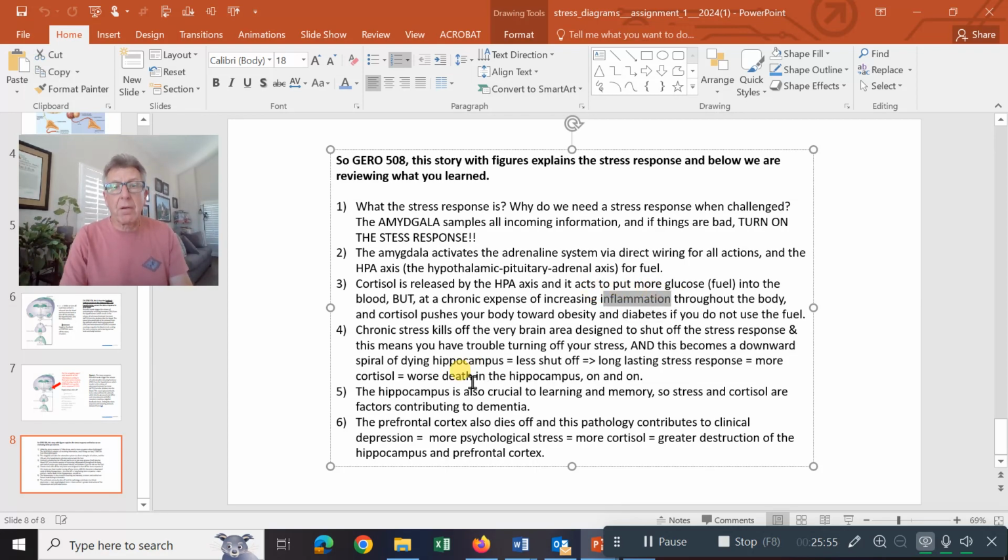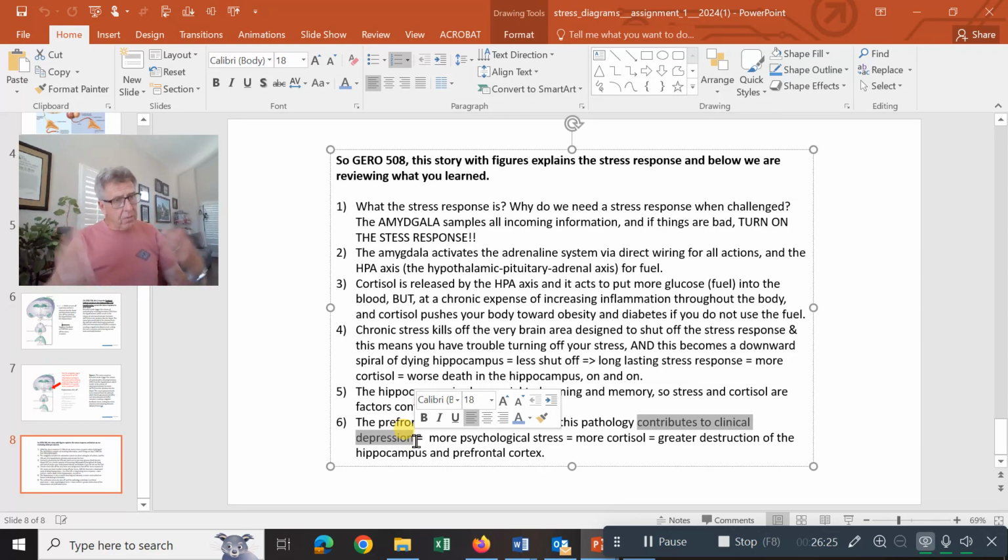They're all very related. Like I said, chronic stress is going to kill off the very brain areas designed to shut it off. It begins to shut off the hippocampus, and it begins to shut off the prefrontal cortex. It's crucial to learning and memory, so this is a contributing factor to dementia. Like I said, the decision maker begins to die off, and this is huge as a contributing factor to clinical depression. These are all different things that you should understand, very important to your understanding of the stress response as we go through the rest of the curriculum. Hopefully you found that helpful.